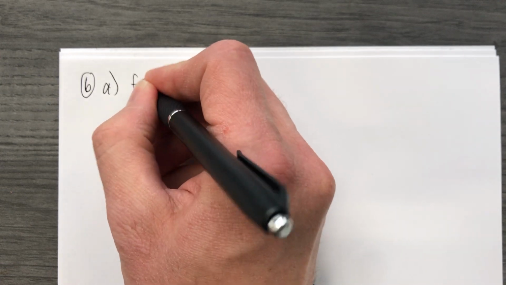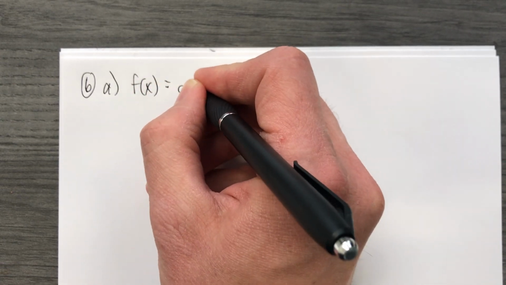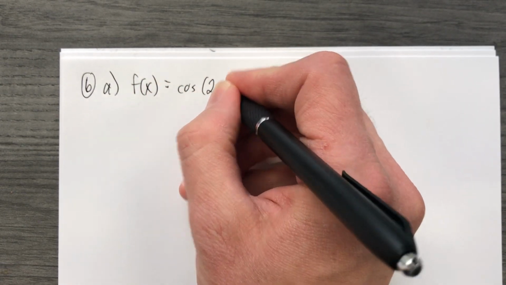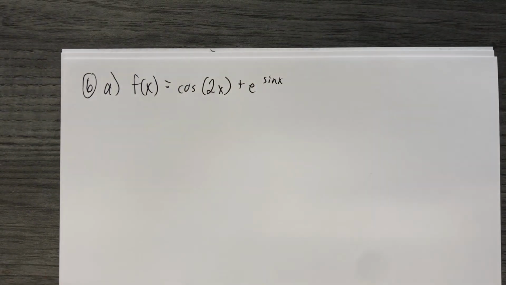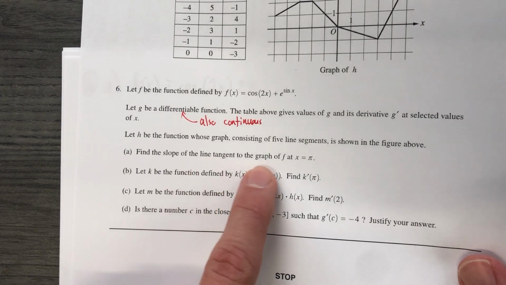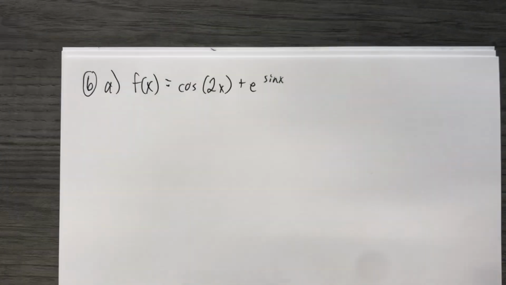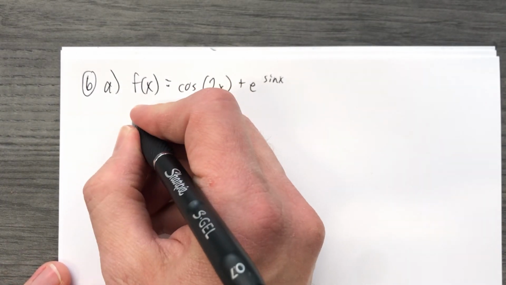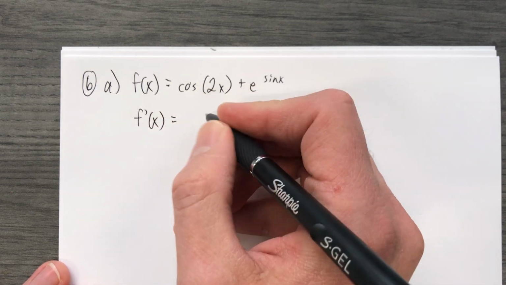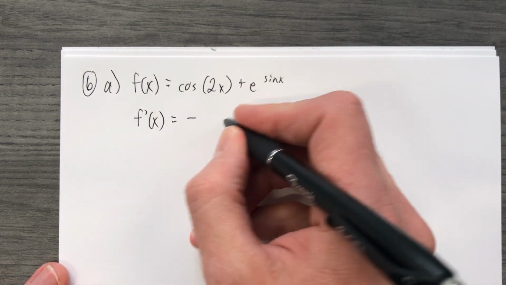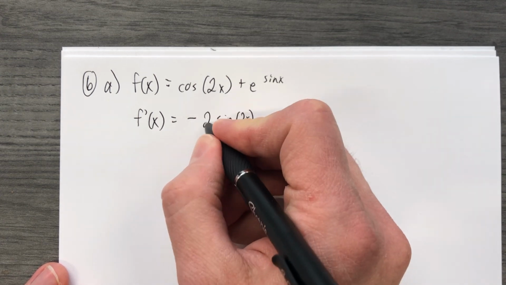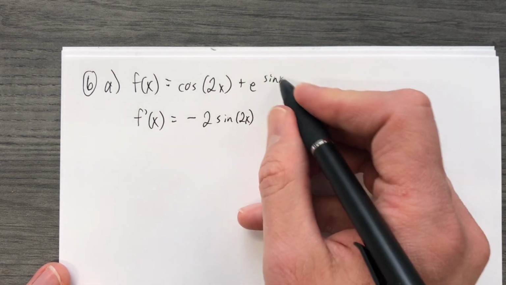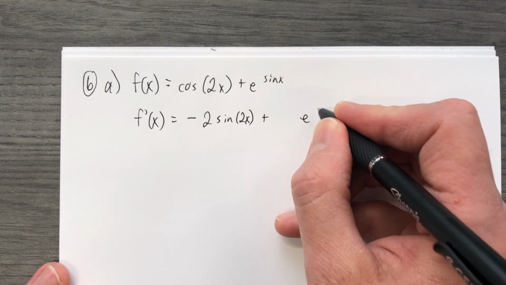I'm going to write down f of x equals cosine 2x plus e to the sine x. And if I want the slope of a line tangent to a graph, then I'll just need the slope. So let's find the derivative. So f prime of x equals, all right, derivative of cosine would be negative sine 2x. Derivative of 2x would be 2. And then derivative of e to the x is e to the x.